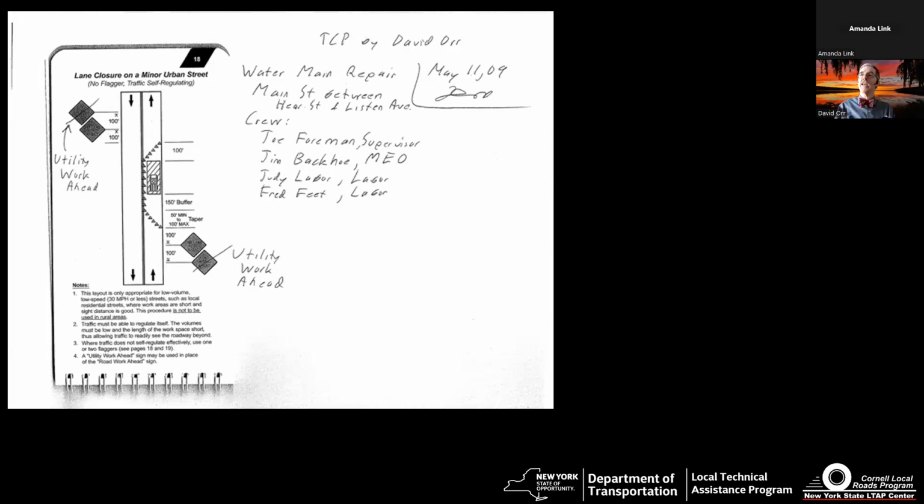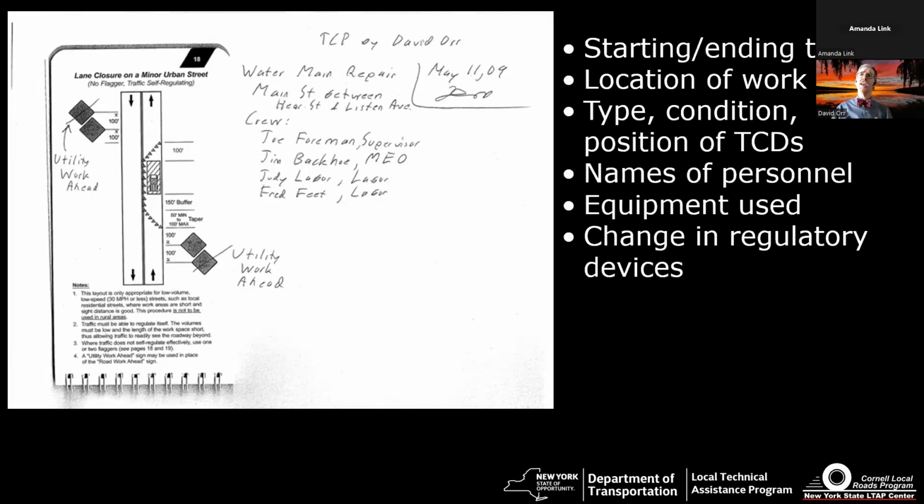People want to do really complicated plans, and you do need them on long-term detours, on the interstate system, on arterials. Absolutely. Get an engineer involved, do a really good job. But for minor work in a rural area that's low traffic, or an urban area like a village, backstreet, residential, keep it simple, but follow through and make sure you document what you did. Okay, that's all you got to do. And again, same thing, starting and ending time, location of work, type and condition, personnel, equipment used, change in regulatory devices, or even warning devices. Take a picture of the signs when you're done.